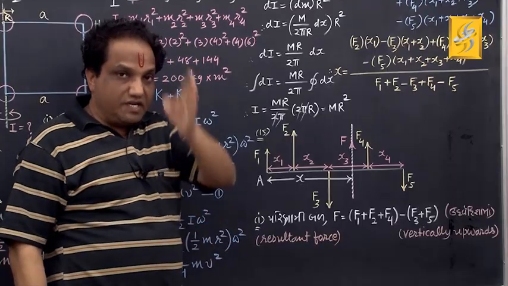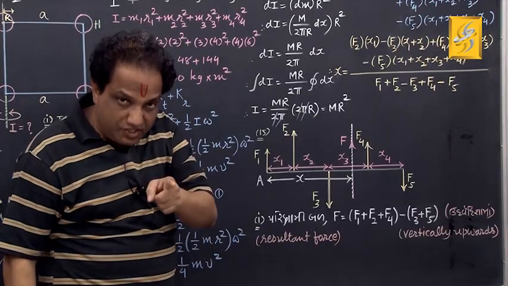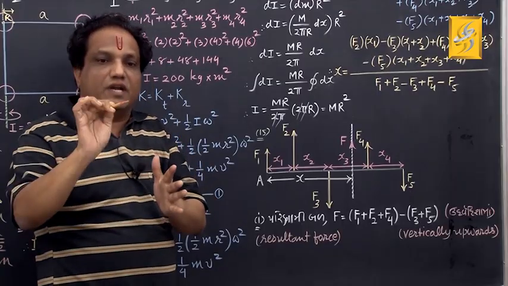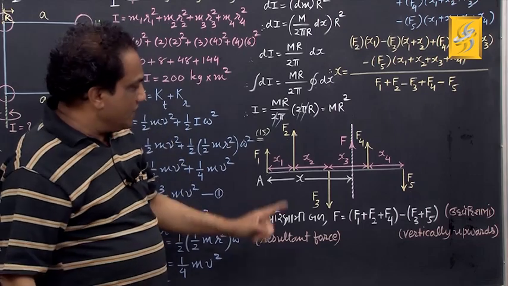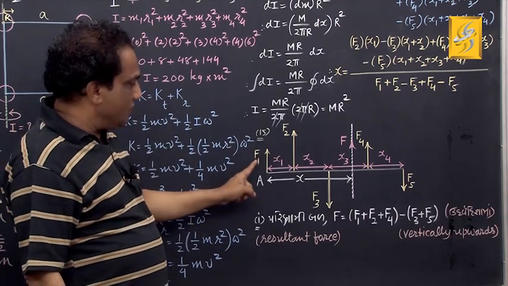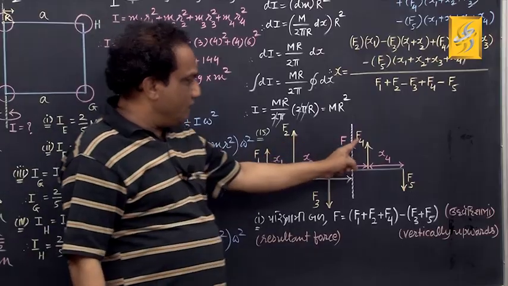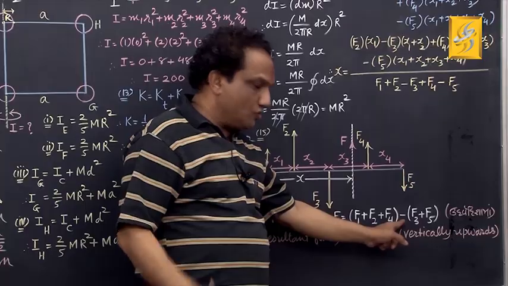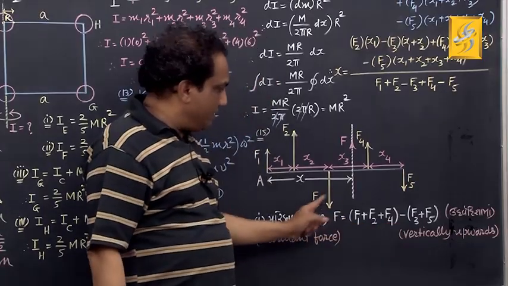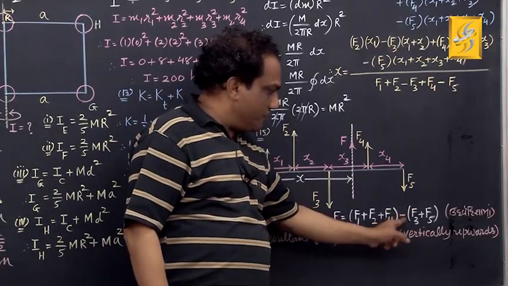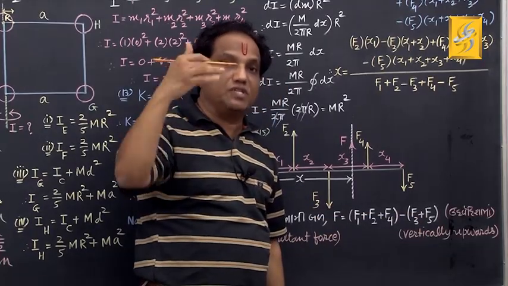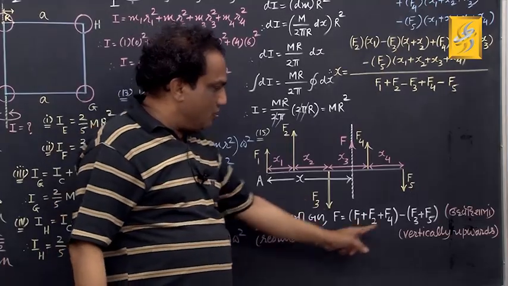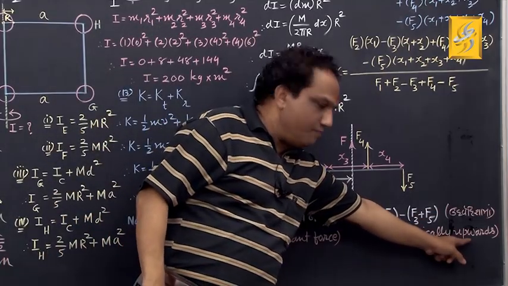Whenever forces are exerted in mutually opposite directions, for finding the resultant force, what should you do? Greater force minus smaller force. Greater force is the upward force, which is the total of F1, F2 and F4. F1 plus F2 plus F4 is the total upward force, minus the total downward force, F3 plus F5. Bigger force minus smaller force will naturally give you the resultant force. Because the bigger force is in the upper direction, this resultant force will also be vertically upward.